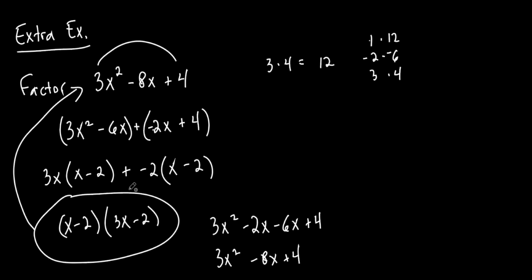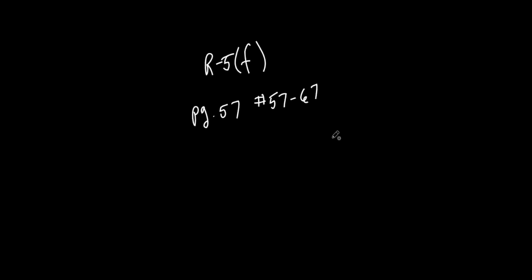Make sense? All right. So I gave you 3 examples, and I don't think you're going to get anything any more difficult than those 3 examples on the homework. So here's your homework. It's R5F. This is our last one on section R5. Aren't you excited? It's page 57. All these have been on page 57. And you're doing 57 to 67. But you're only doing the odds.